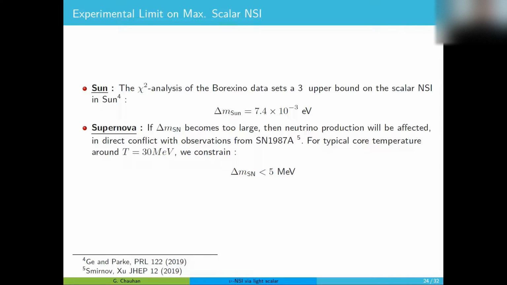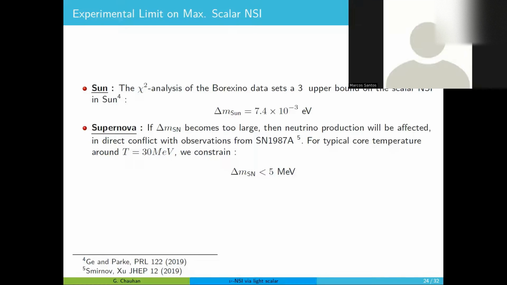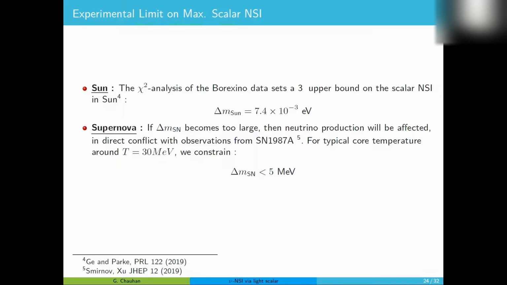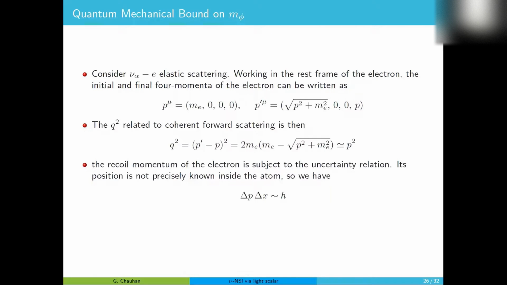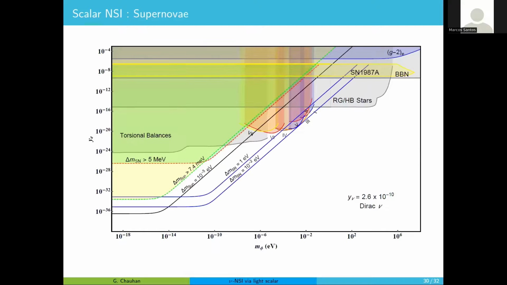Sure. Thanks for the talk, Garv. Just to understand the figure in slide 30, the question is if the bounds are statistical ones, and if yes, what's the significance? Which one? Yeah, all of them, actually.